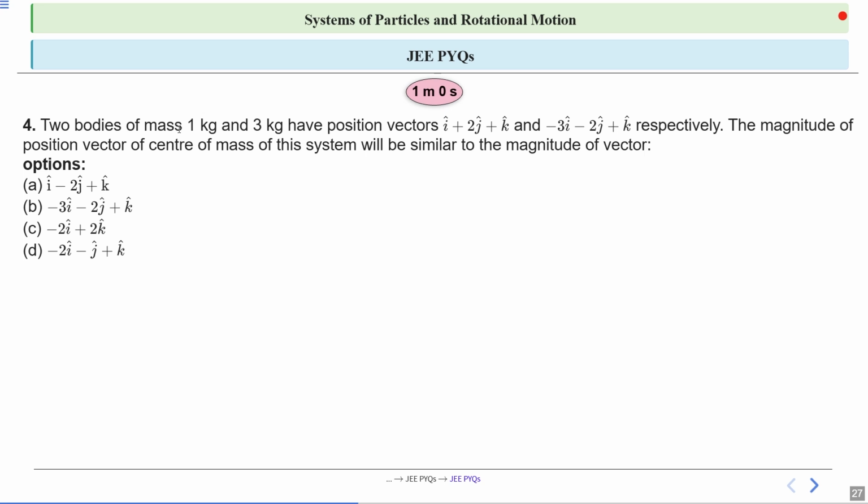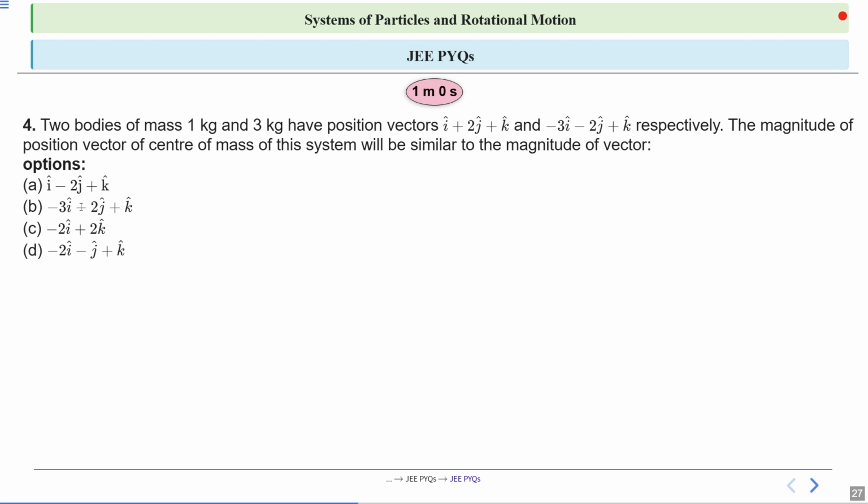Two bodies of mass 1 kg and 3 kg have position vectors i cap plus 2j cap plus k cap and minus 3i cap minus 2j cap plus k cap respectively. The magnitude of the position vector of center of mass of this system will be similar to the magnitude of the vector. Given options. Option A is i cap minus 2j cap plus k cap.